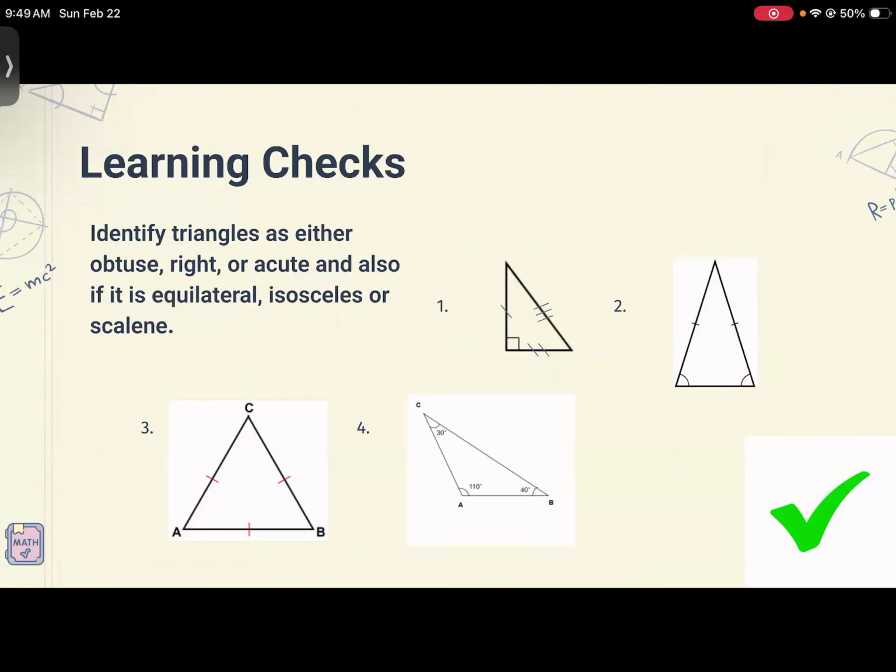All right, so now some learning checks. Write 1 through 4 on your paper or anything to say out loud, and just think if each one is either obtuse, right, or acute, but then also say if it is equilateral, isosceles, or scalene.